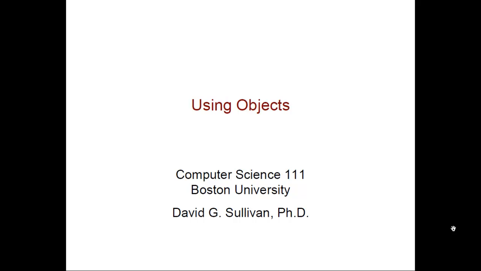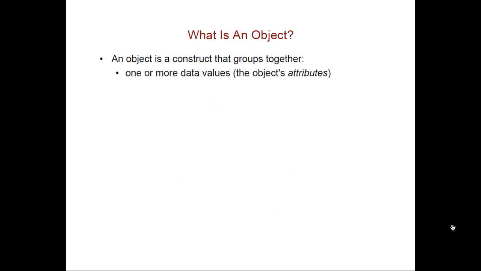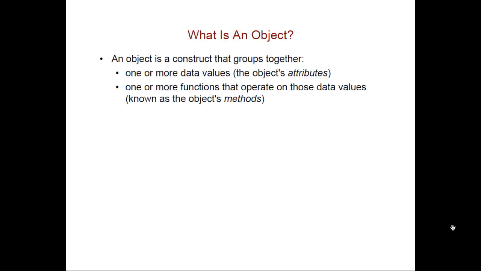This video introduces the notion of an object, and we're going to see how we can use objects that come built into Python in our programs. What is an object? It's a construct that groups together one or more data values, known as the attributes of the object, with one or more functions that allow us to do things with those data values. Those functions are known as the methods of the object.